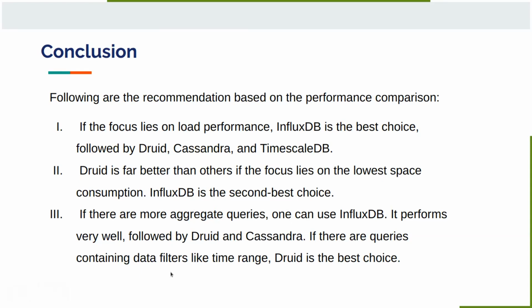And talking about queries, if you have more aggregate queries, then you can use InfluxDB. It performs very well on all kinds of aggregate queries like sum, mean, max, or average. And if there are queries containing data filters, like if your query has a time range or a group by, then Druid is the best choice.